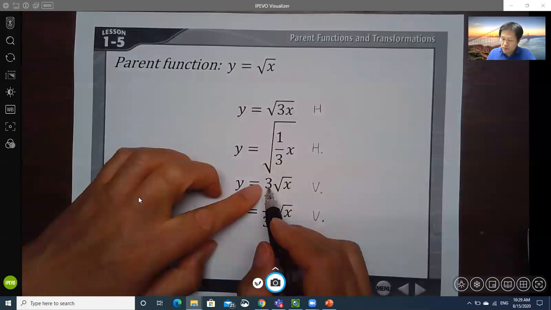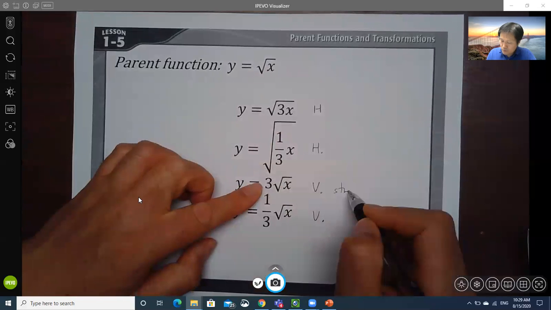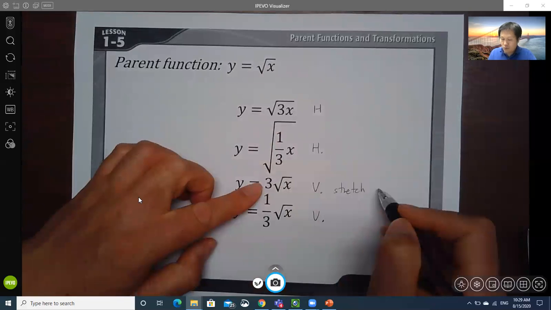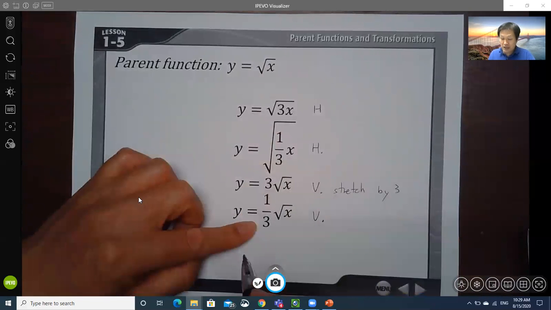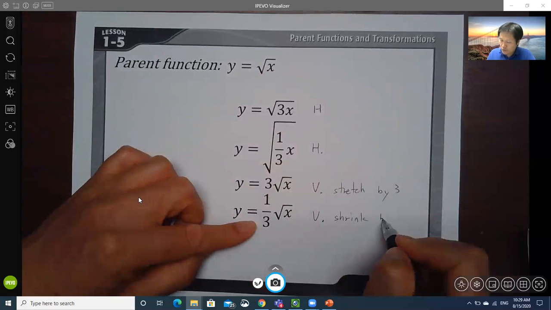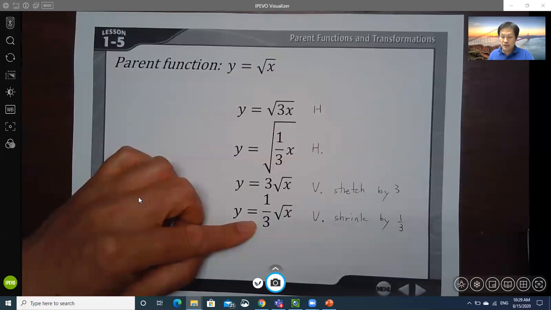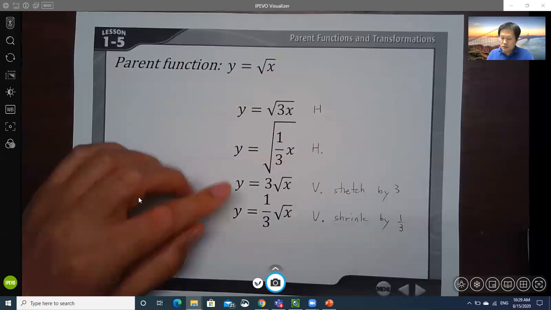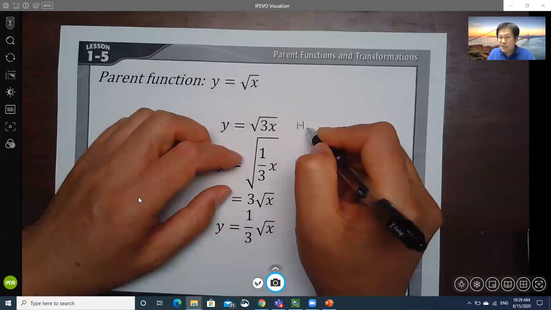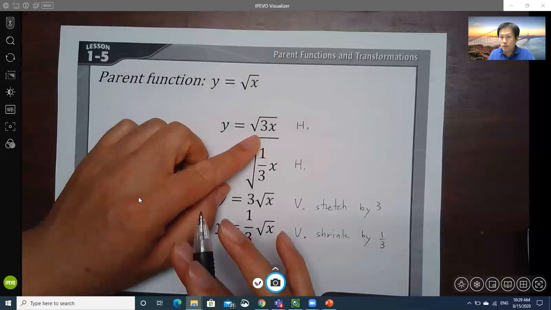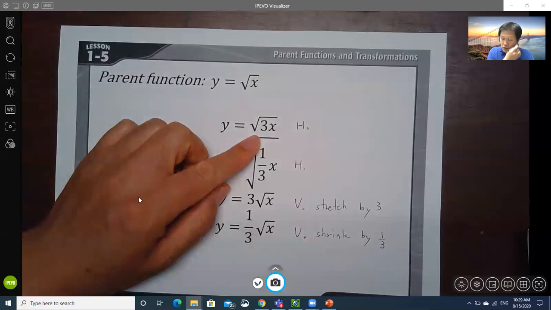3 is bigger than 1, stretch by 3. 1/3, 0.33, is less than 1, shrink. A smaller number, just shrink by 1/3. Vertical is just straightforward. I mean, just interpret it as it is. Done. Horizontal is a little tricky. 3 is a big number, so you want to say stretch.